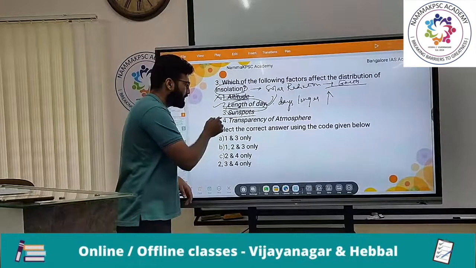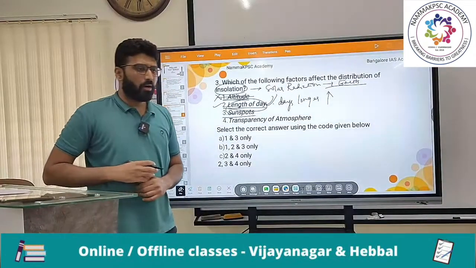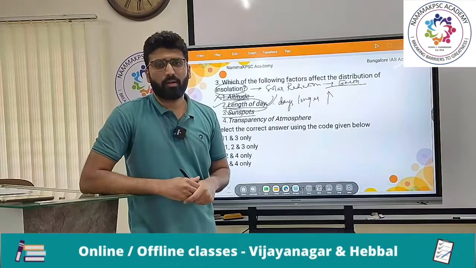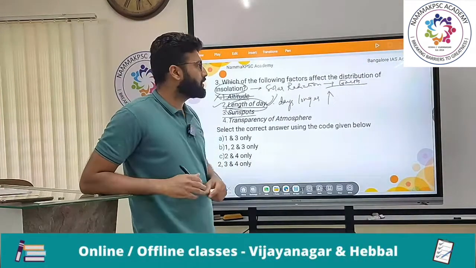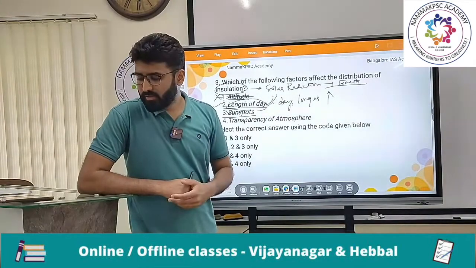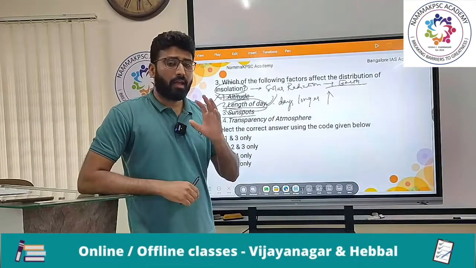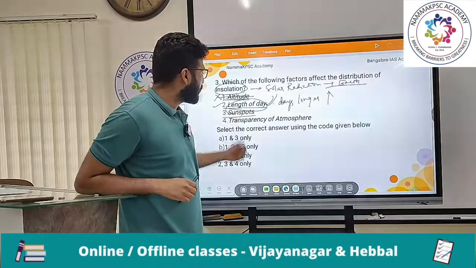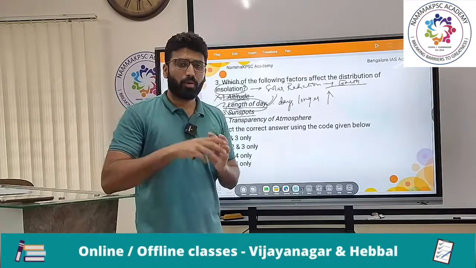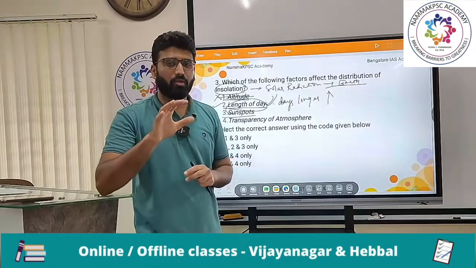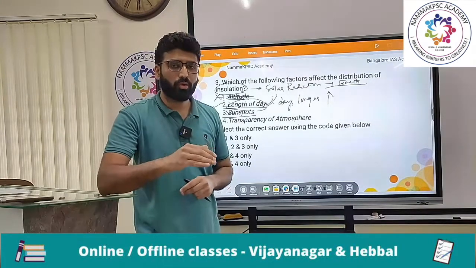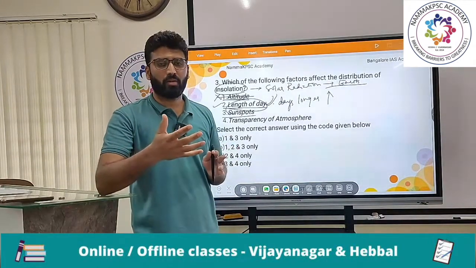Third, we have sunspots. Now, I wouldn't say that sunspots have a dramatic or drastic effect on the distribution of insolation on the Earth's surface. But if at all an option is given, then you may consider sunspots. What are sunspots? Sunspots are those areas or regions on the sun's surface where the temperature is much cooler when compared to other regions on the sun.